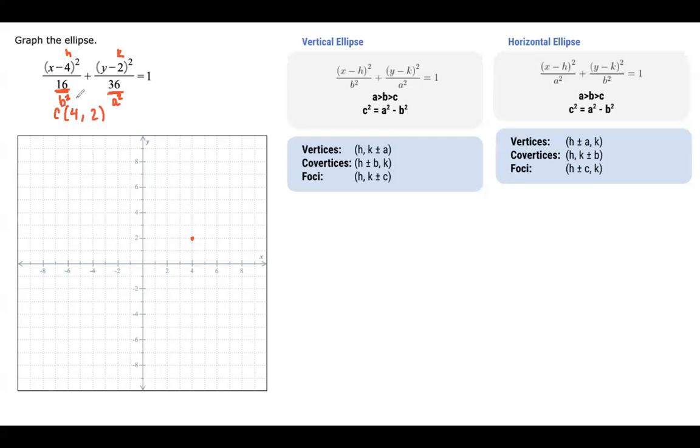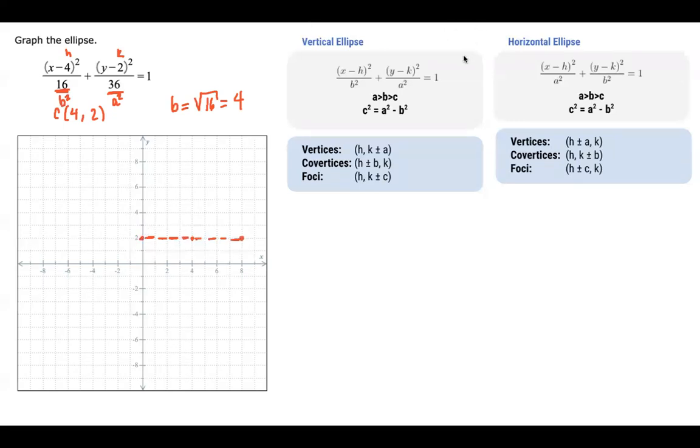So the horizontal length will be b, and b will be the square root of 16. So that means that your horizontal length is 4. So we're going to go 4 units horizontally from the center to the right and from the center to the left. So 1, 2, 3, 4.